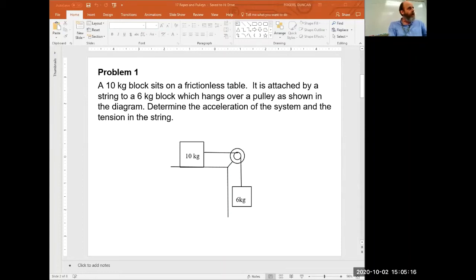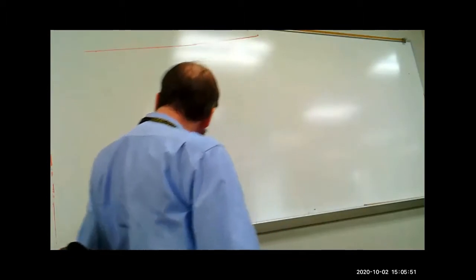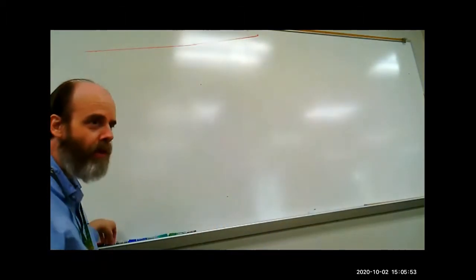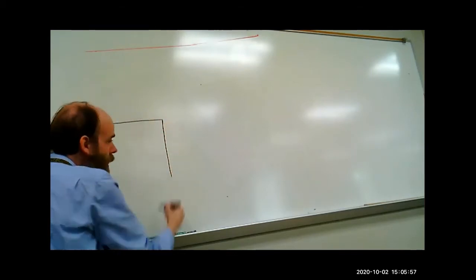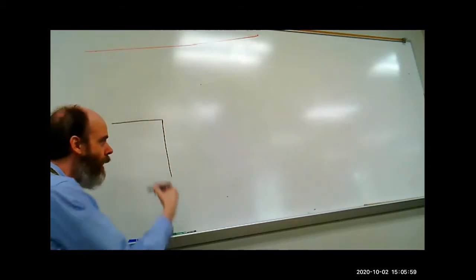Okay, so here is the problem. We have a 10 kilogram mass attached by a rope to a 6 kilogram mass over a pulley. Determine the acceleration of the system and the tension in the string. The first thing we do is draw our pictorial representation, and we'll think about all the forces which act on these masses.